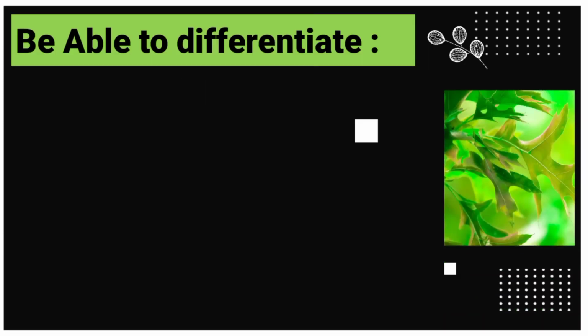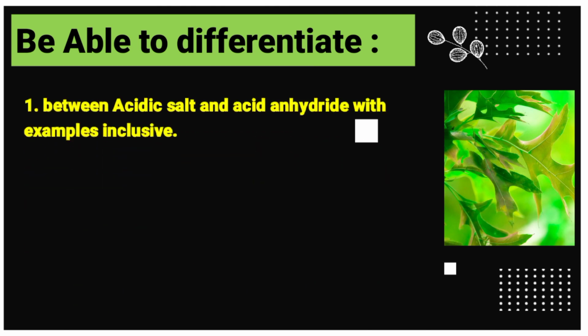You should be able to differentiate between acidic salt and acid anhydride with examples. Acidic salts are salts formed by partial replacing of replaceable hydrogen. Examples of them are sodium hydrogen trioxocarbonate(IV), sodium hydrogen tetraoxosulfate(VI). We even have calcium hydrogen trioxocarbonate(IV), magnesium hydrogen trioxocarbonate(IV), which you know these two we actually see in hard water and in temporary hard water. So that's an example.